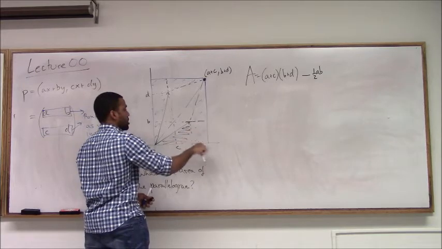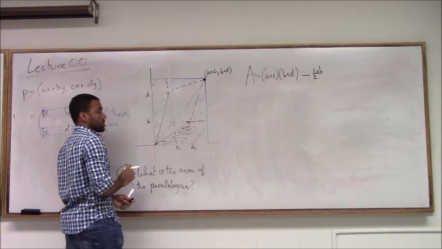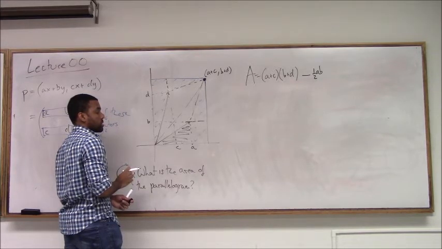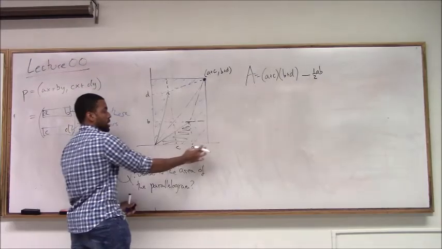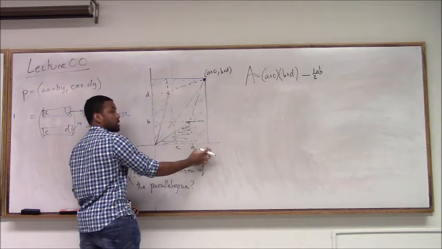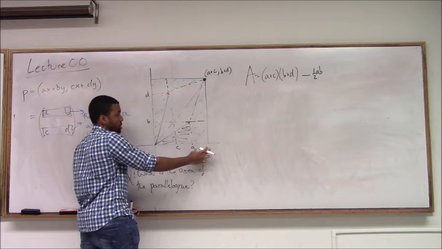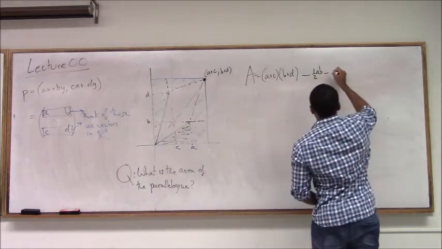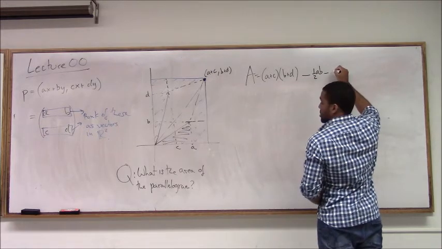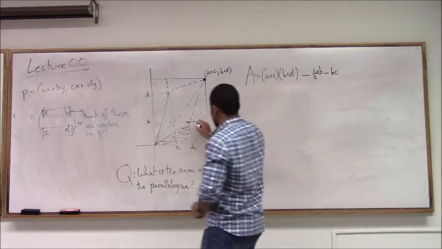What about this rectangle here? What's the length of this? A plus C minus A, so it's just C. And the height is B. So it's just BC. Right? So that's that piece.